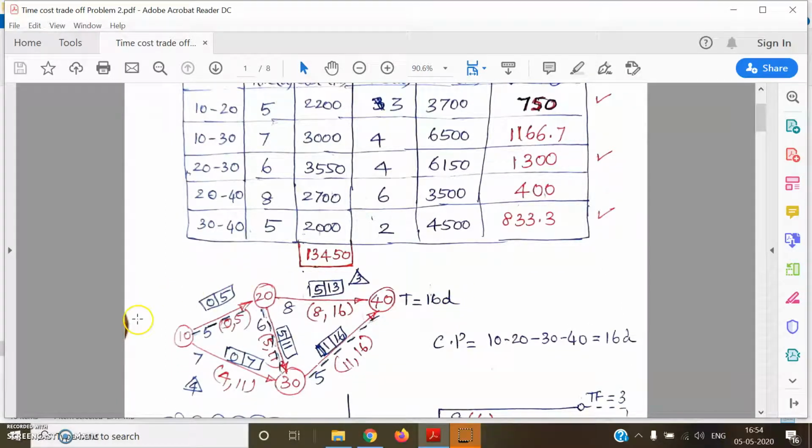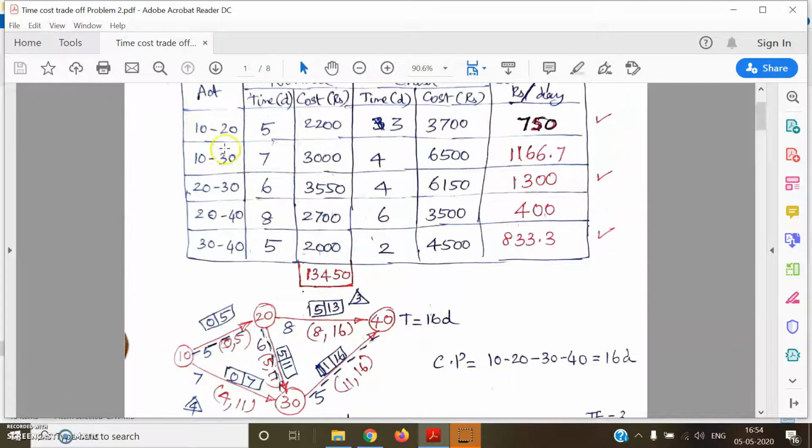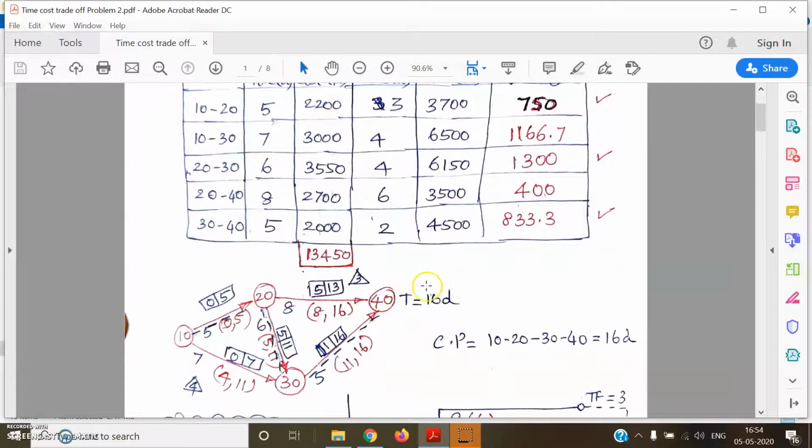So we do the CPM analysis. That is going to be the first step. So I'm drawing the network by knowing the event numbers and activities. And then incorporating the normal time for individual activities, I have to calculate the target of the project. Okay. And the target works out to be 16 days. And the critical path, by conducting the forward and backward pass, is 10, 20, 30, 40, and it has a duration of 16 days.